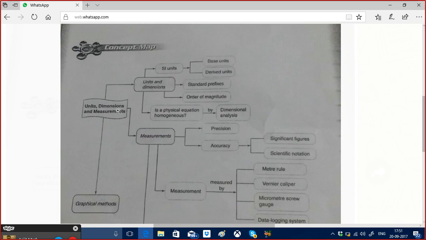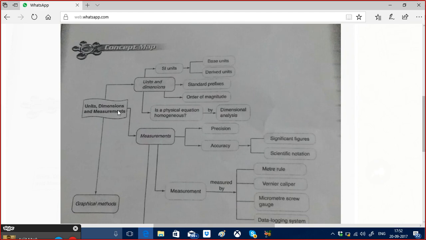First one is your MKS system, that means meter, kilogram, second. That type of system is generally used in India, in Sri Lanka, and a little bit, I think, in Australia, I mean this area wise. Then the next one is CGS, centimeter, gram and second, CGS system. The third one is your FPS system, foot, pound, second.